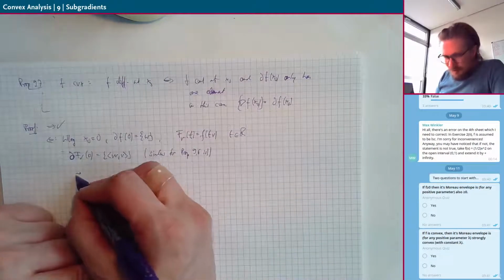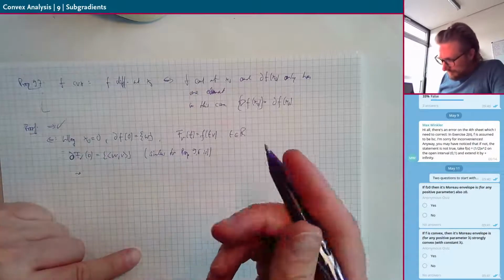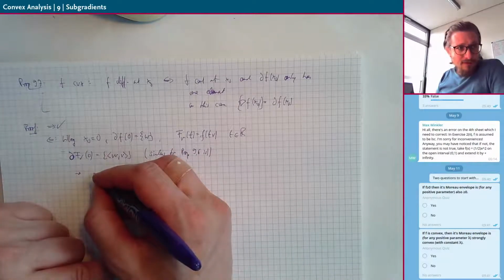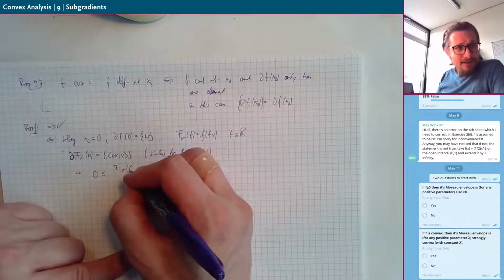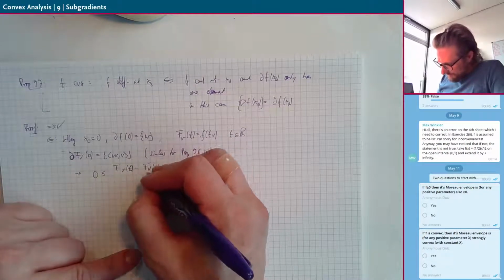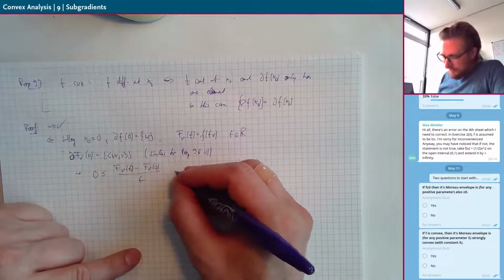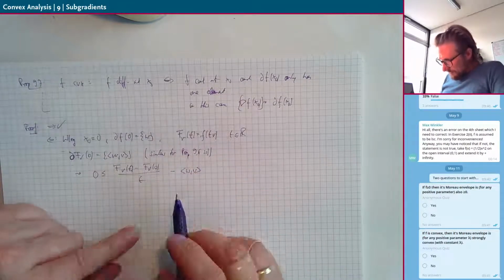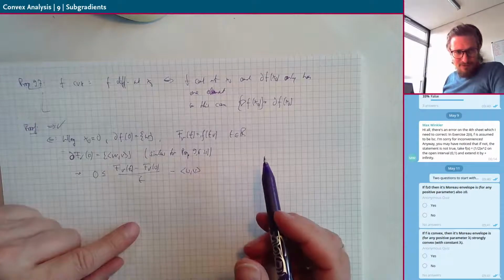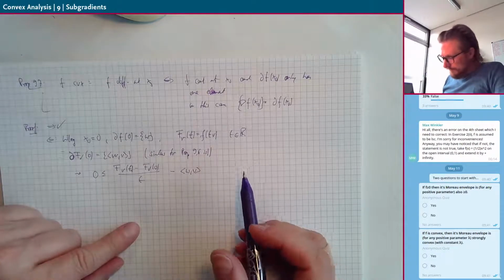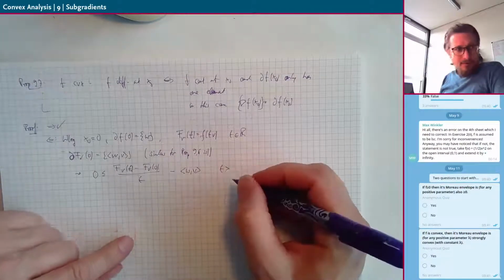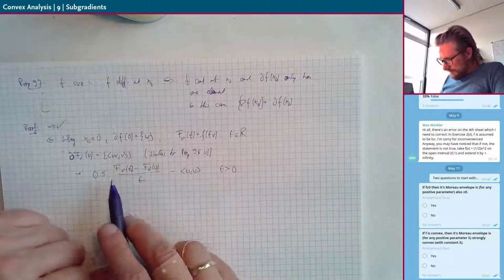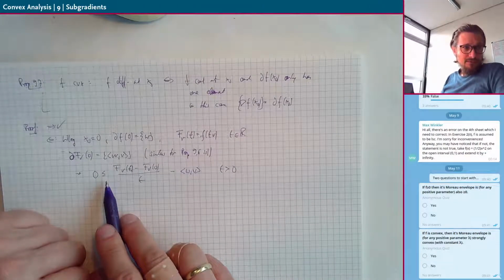And that means, again by the subgradient inequality written slightly differently, that 0 is larger or equal to F_v at t minus F_v at 0, divided by t, minus w times v. So multiplying by t and rearranging gives you the subgradient inequality for F_v in 0. Of course this only holds for positive t, because for negative t we would have to flip the sign.